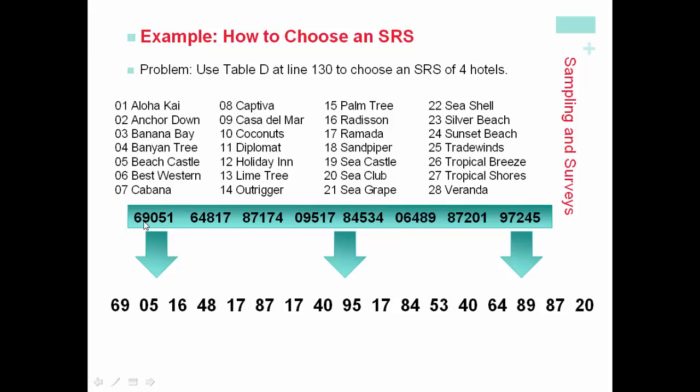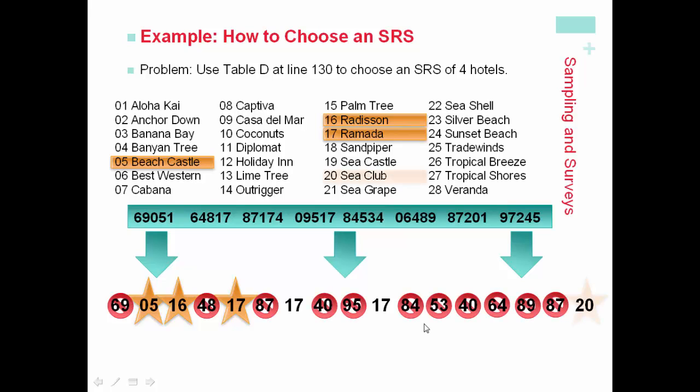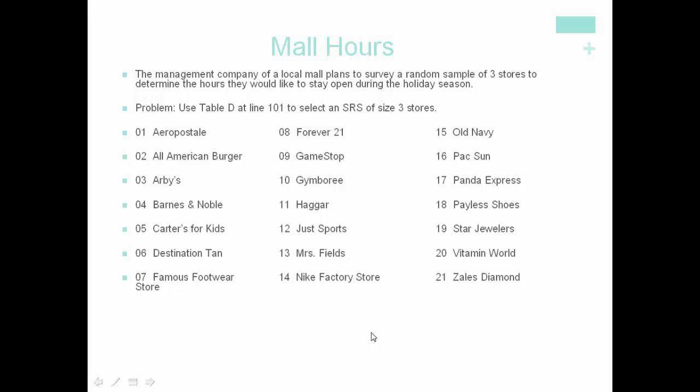So we go through the first 2 digits, 6, 9, no, nothing here. 0, 5, yes, that's this one here, Beach Castle. We keep going until we get to a number that would include the digits that we're looking for. So here again, we're showing which ones we would use. As we get to the digits that match a number, as we number each of the different hotels, we would include those. Anytime a number is repeated, we don't include it in our count. So we have 5, 16, 17, and 20. And so these are our answers.